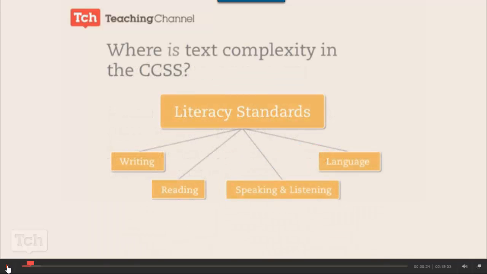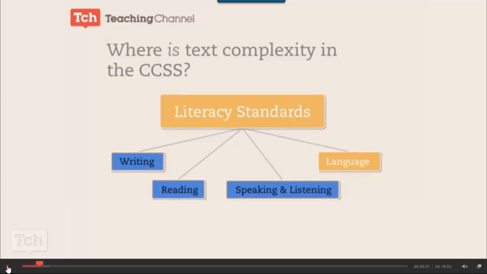If you're anything like me, knowing where something like text complexity resides within the whole scheme of the Common Core State Standards is really helpful in understanding its purpose and how we use it. So let's take a look at those standards once again. Now, if you remember, we have the math standards, and we also have the literacy standards. Within those literacy standards, there are 4 large strands. There's the writing strand, the reading strand, the speaking and listening strand, as well as the language strand.